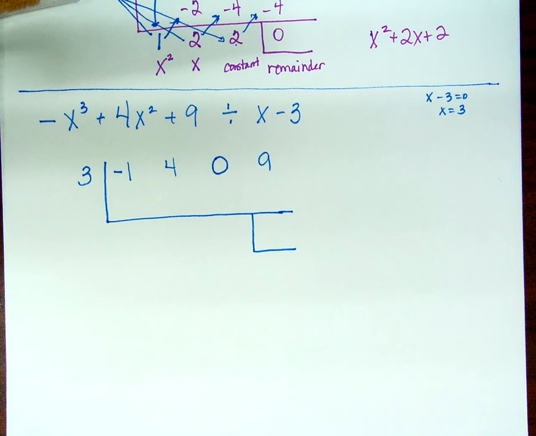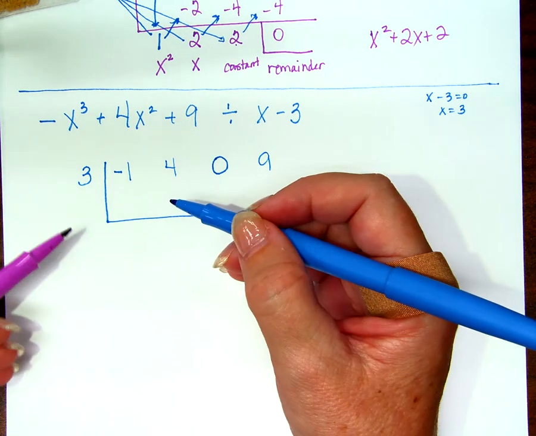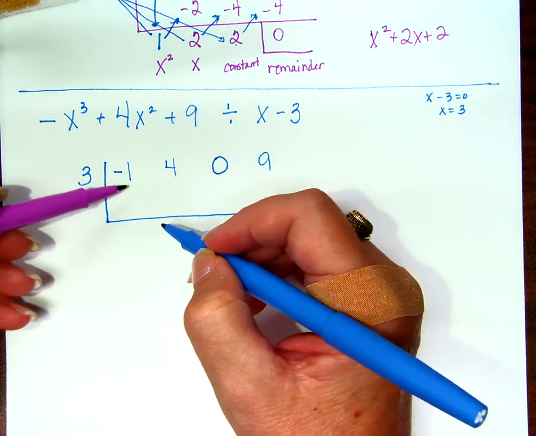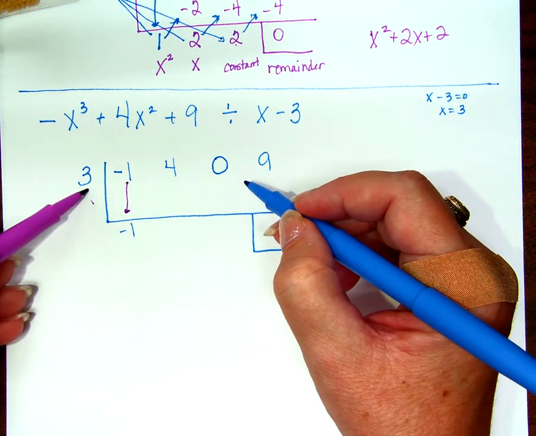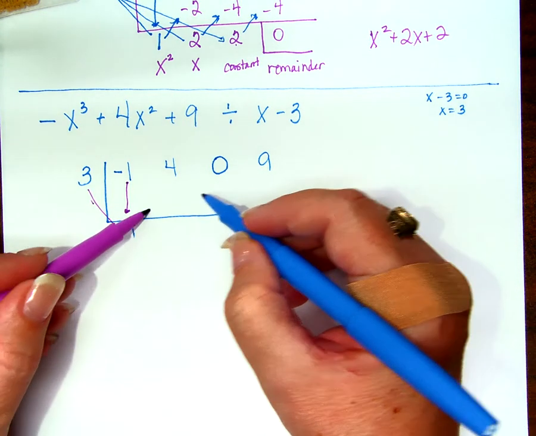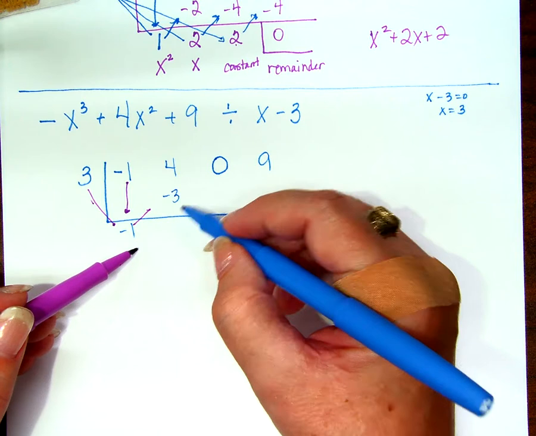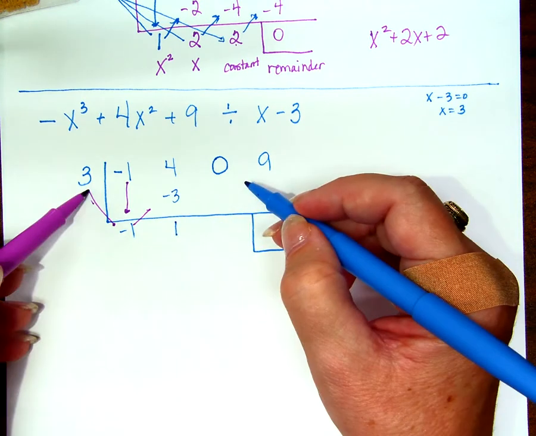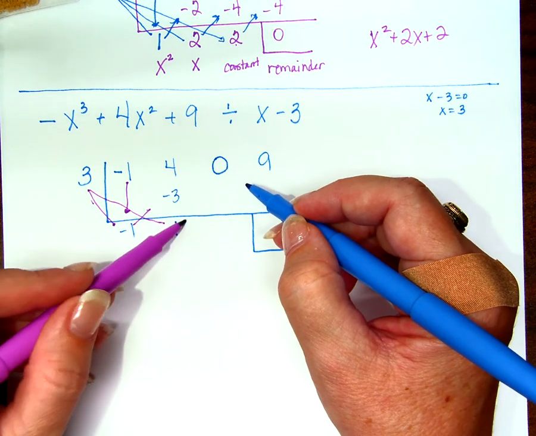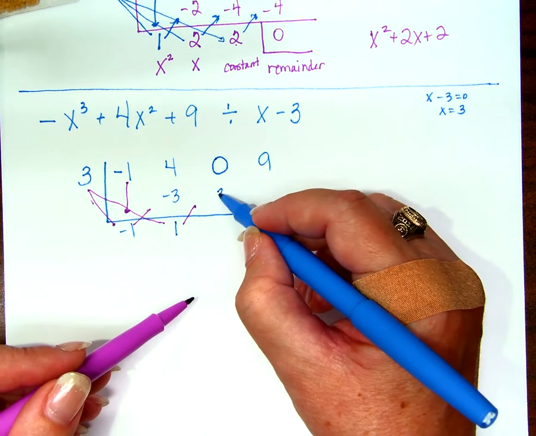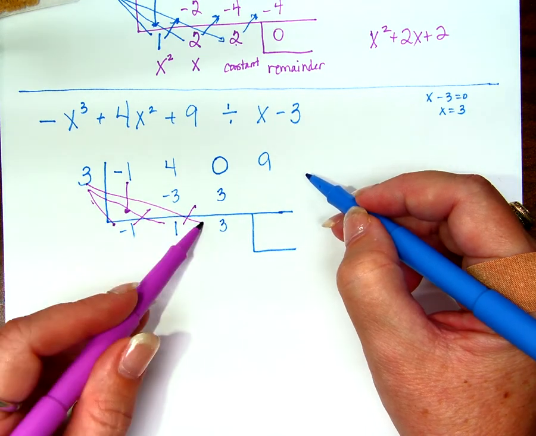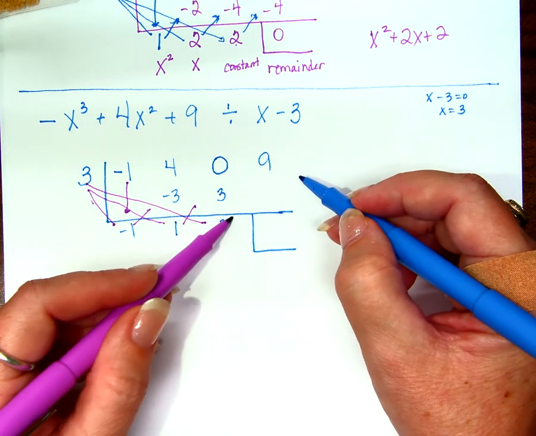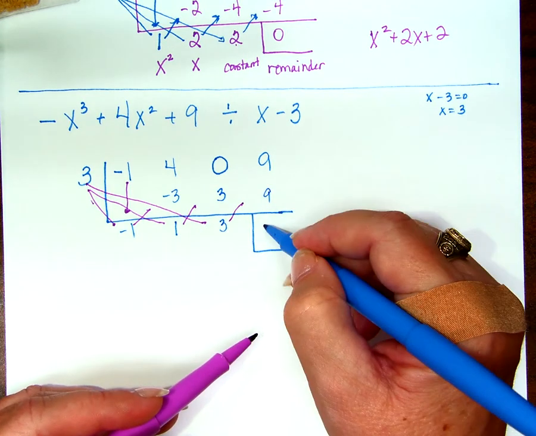You ready? Are we going a little faster this time or no? Just a little bit? Okay. Bring it down. Multiply. Write it right here. Add. Multiply. Write it right here. Add. Multiply. Write it right here. Add.